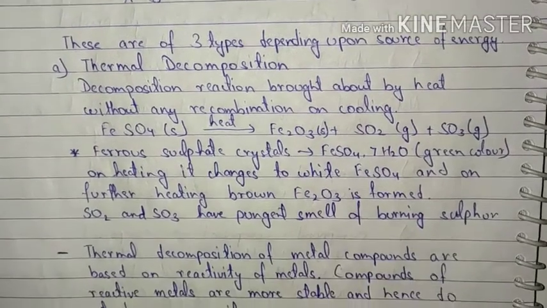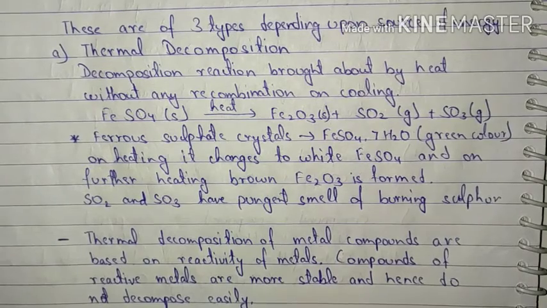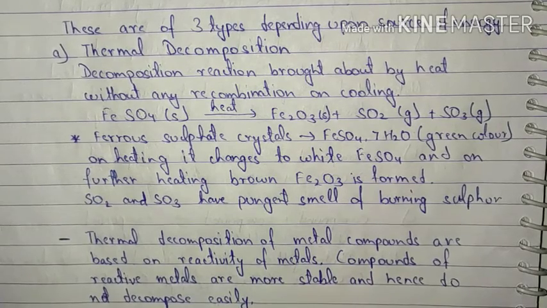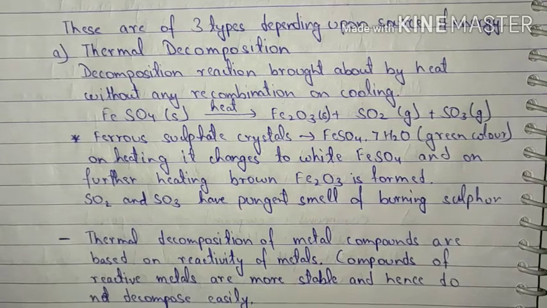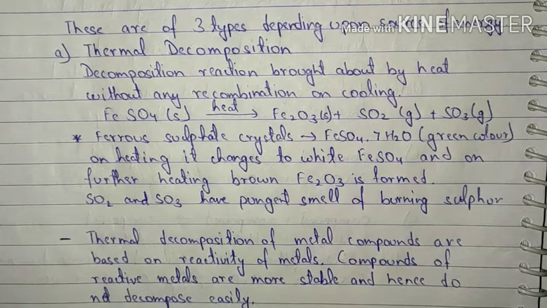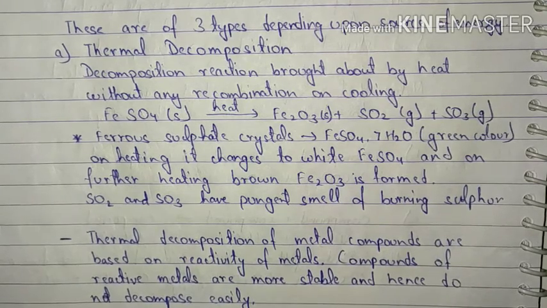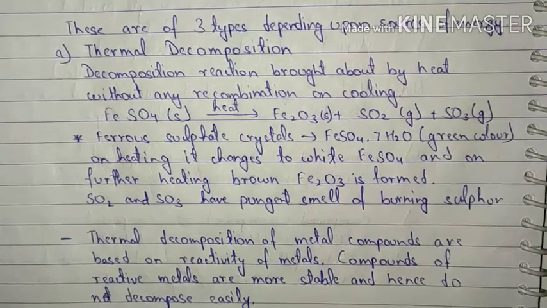Now, based on how these reactions occur, we can divide them into 3 types, namely thermal decomposition, electrolytic decomposition and photolytic decomposition. When this reaction is carried out with the help of heat, it is known as thermal decomposition. Students, pay attention to one thing. Though this reaction is being brought about by heat, it will not recombine on cooling.